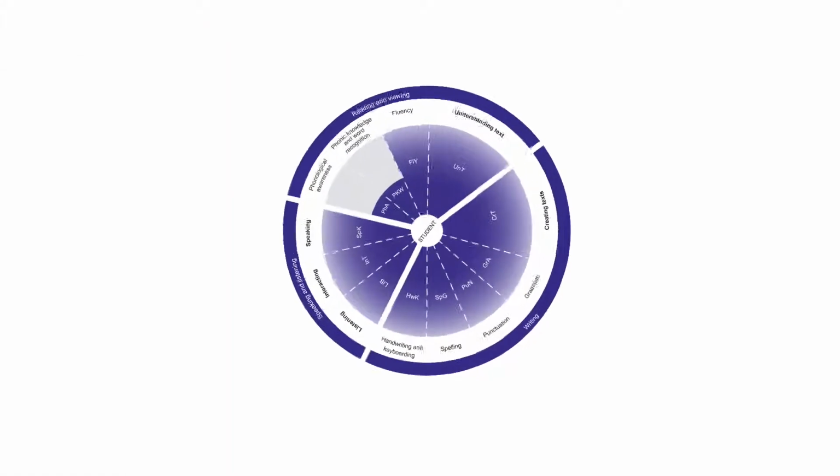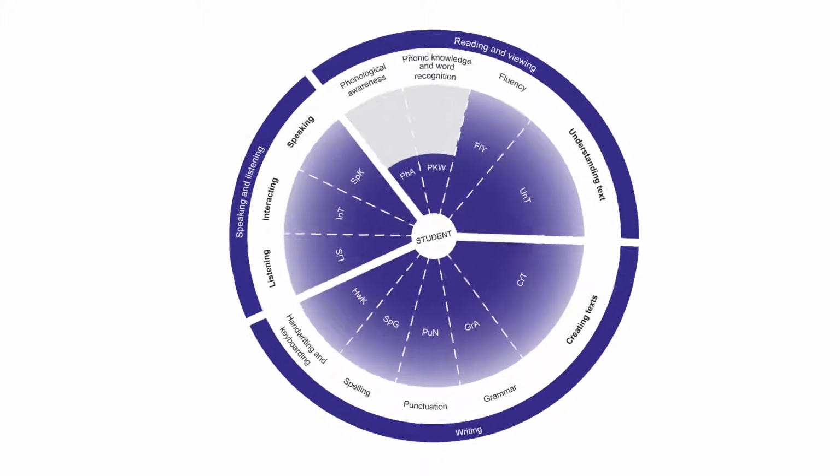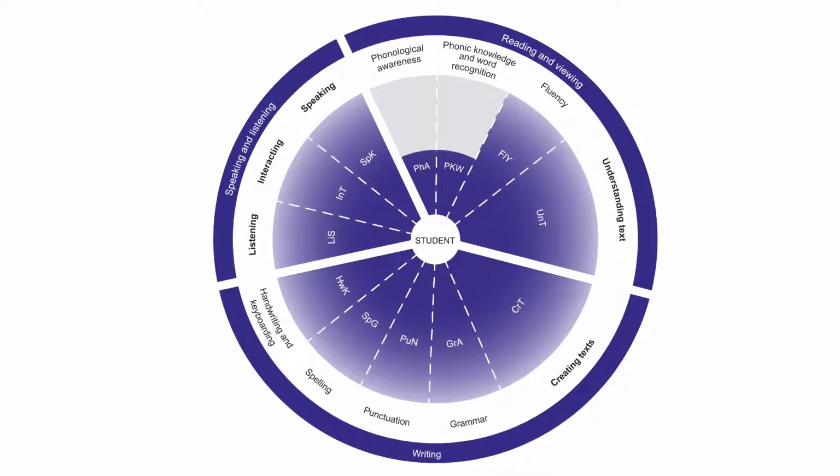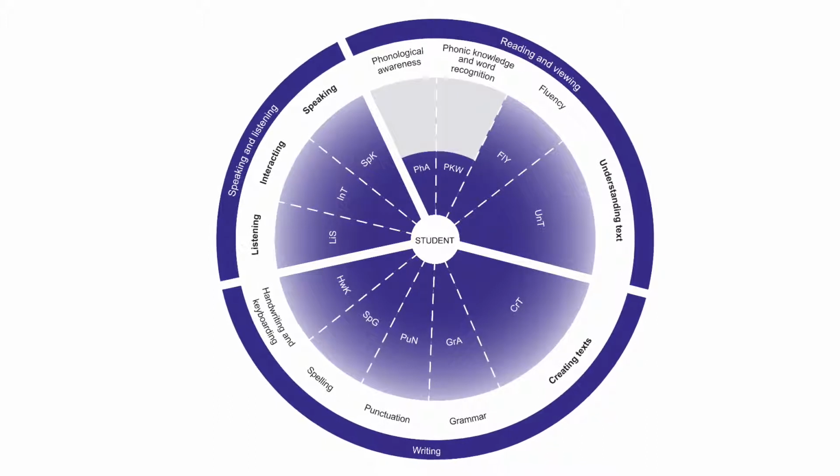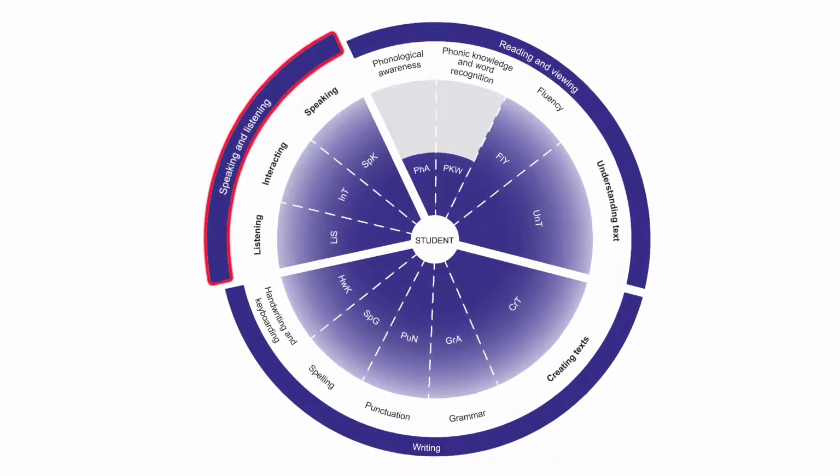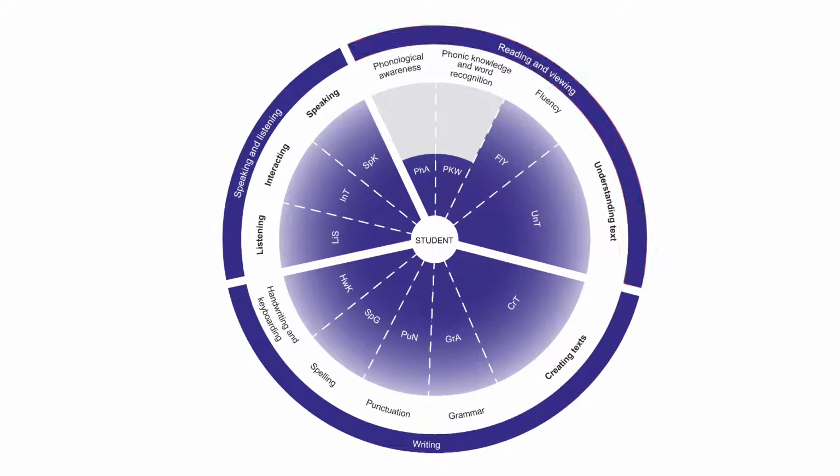The diagram shows the structure of the literacy learning progression. The elements are shown on the outside edge of the circle. The three elements of the literacy progressions are speaking and listening, reading and viewing, and writing. Each of the three elements includes sub-elements.